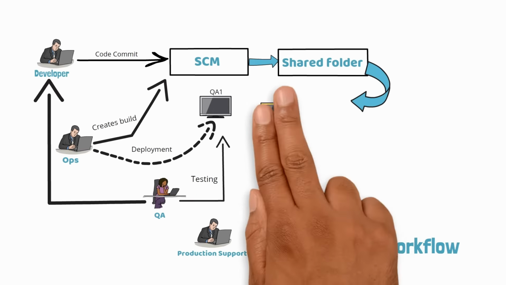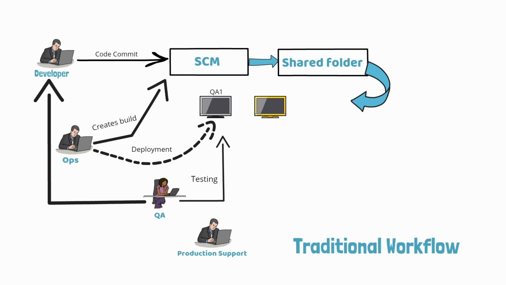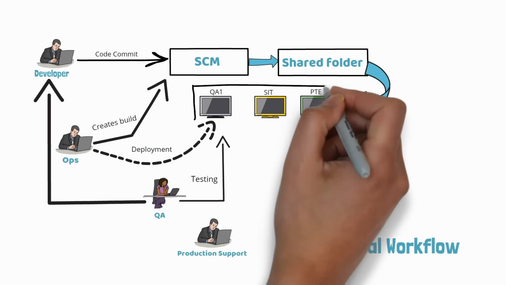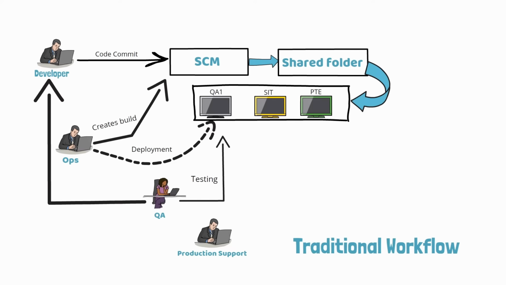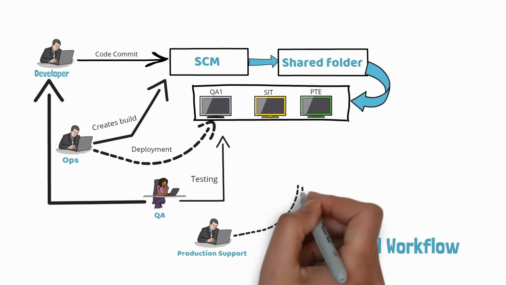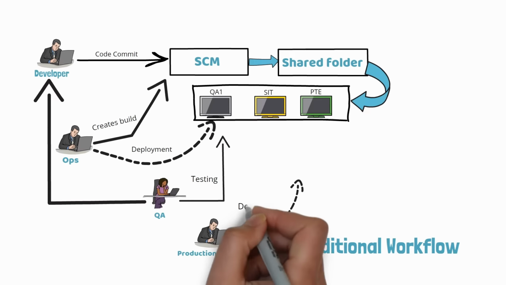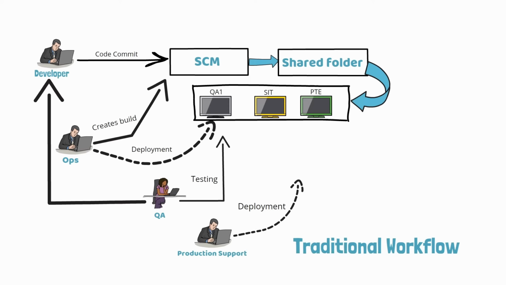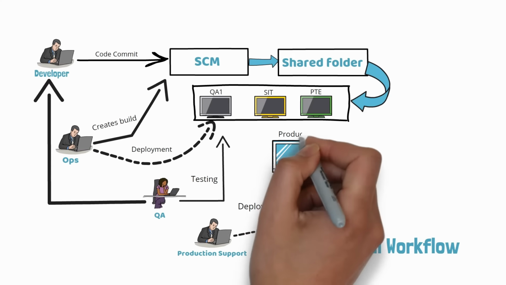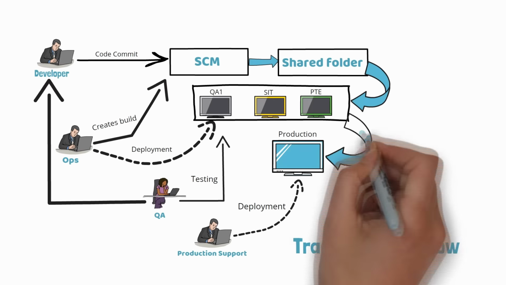Developers would then fix the bugs and defects and commit the code again, and this process will continue for other environments such as SIT and performance test environment. There could be hundreds more environments. Once the change management approves the changes, someone from production support will then deploy the build to the production environment after transferring the build from the other environment that was already tested.